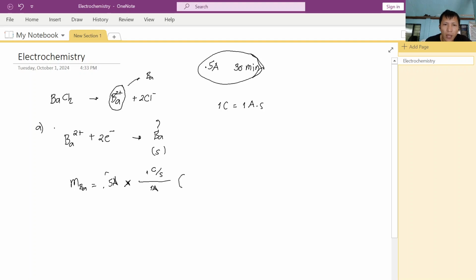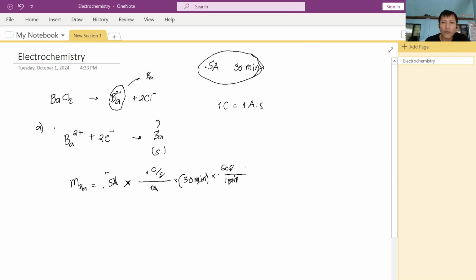Maybe you can attach the 30 minutes. 30 minutes, and then convert. So 30 minutes multiplied by a conversion with seconds at the top, because the second here is at the bottom. So you have 60 seconds for your 1 minute. As you can see, your minute is cancelled and your seconds is also cancelled. So you're left with coulombs.